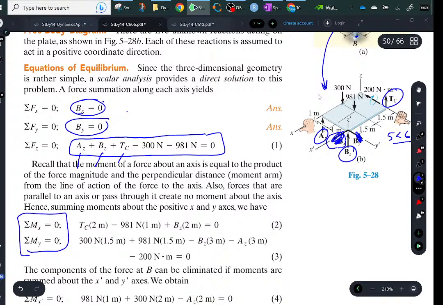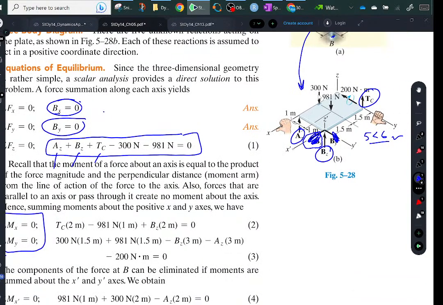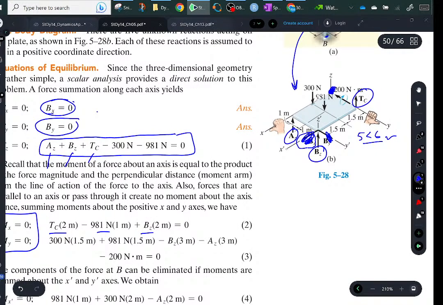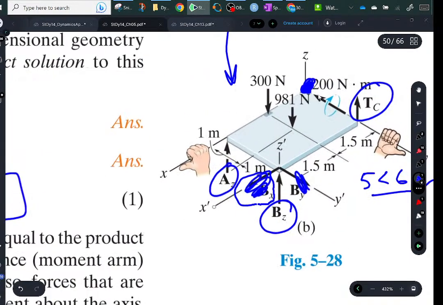And so you just have to pick yourself a spot. He looks like, to me, he likes this corner right here. But you can do it anywhere. And he sums the moment about the X. And so what he's doing is this 981. So he's summing about the X. So imagine what you're doing. Here, let me get rid of this. Hang on.